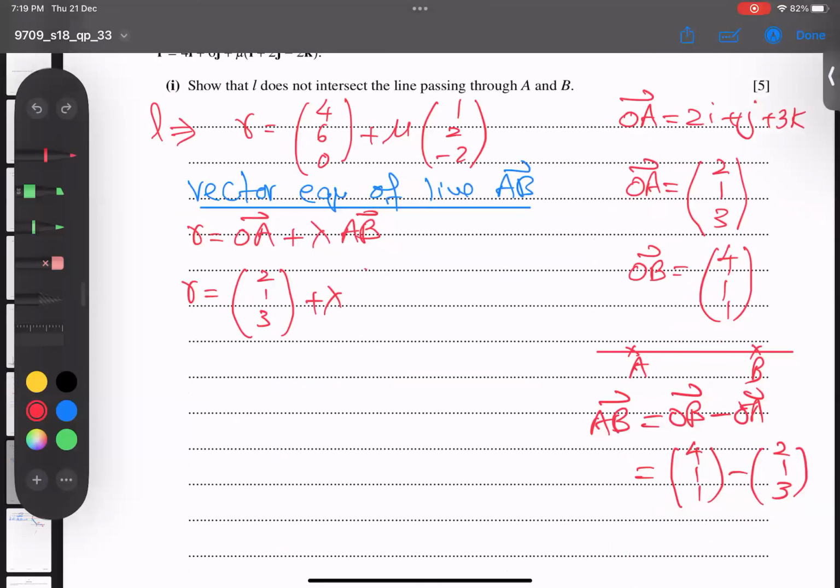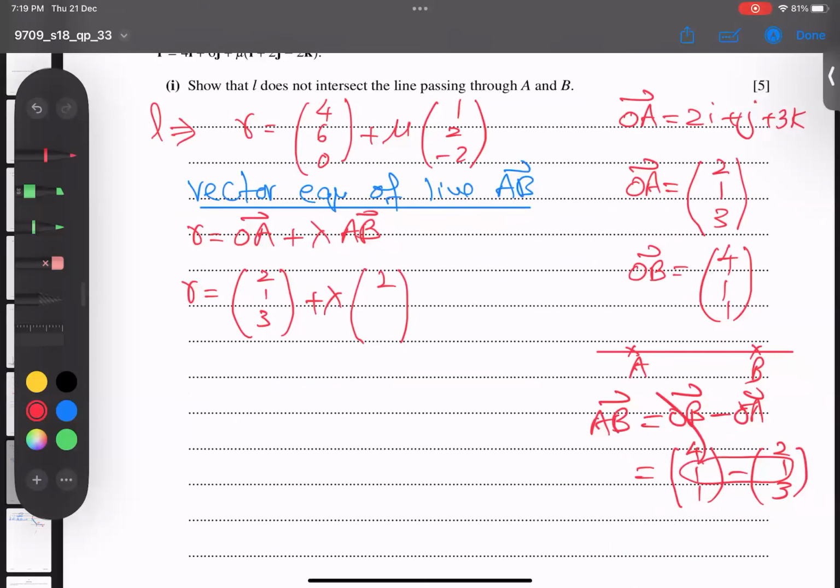I believe this point is very clear. So 1 minus 1, I get 0. And 1 minus 3, I get negative 2. Let me recheck. 4 minus 2 is 2, 1 minus 1 is 0, okay, and this is clear. So now I got the 2, 0, negative 2. Line L is here and line AB is here. Alhamdulillah, I have two lines.